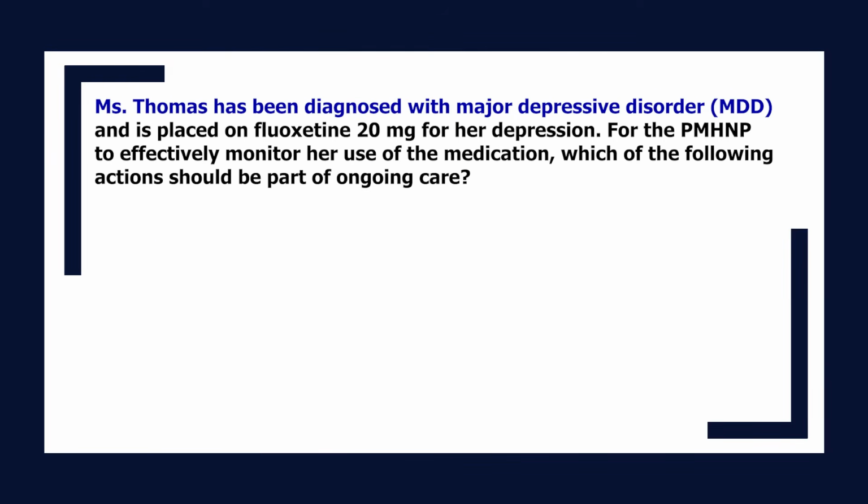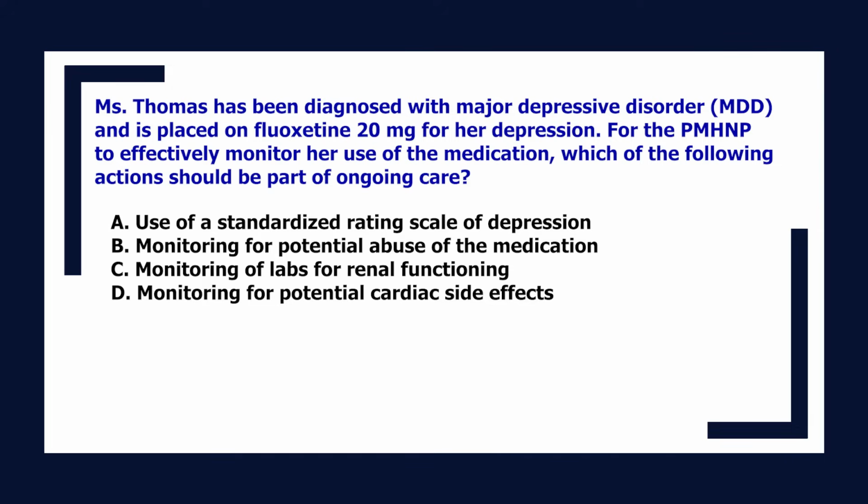Ms. Thomas has been diagnosed with major depressive disorder, MDD, and is placed on fluoxetine 20 mg for her depression. For the PHMNP to effectively monitor her use of the medication, which of the following actions should be part of ongoing care? A. Use of a standardized rating scale of depression. B. Monitoring for potential abuse of the medication. C. Monitoring of labs for renal functioning. D. Monitoring for potential cardiac side effects.